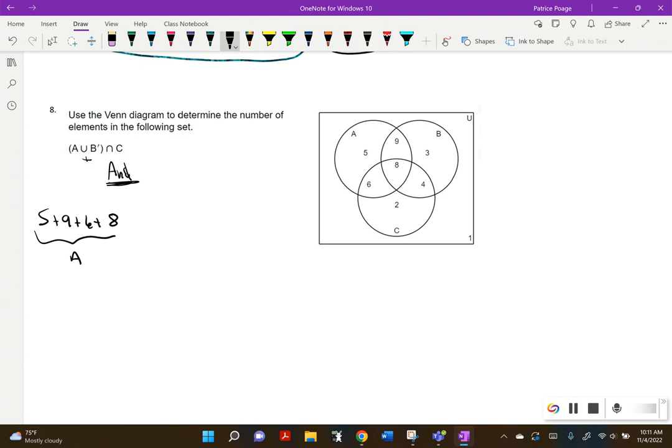Okay, that's my A. Plus, I also want to add everything not in B. And there's nothing, oh, there is that little 1 out there. So everything not in B is going to be the 1, 2, 6, and the 5. Okay. So that's from B complement. And then intersect that with C. C is the numbers 6, 8, 4, and 2.